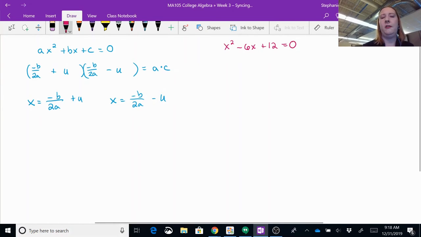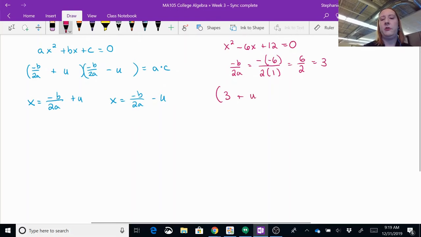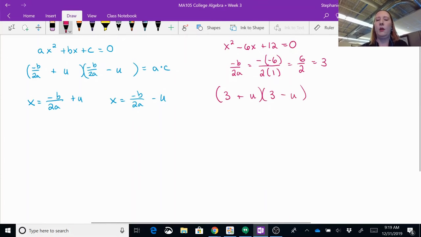We're using the negative b over 2a. Our b is negative 6, so we have a negative, then negative 6, over 2, and a is 1. So we get 6 over 2, so we get 3. So we're going to use 3 plus u and 3 minus u. Now we set it equal to what he calls the product, but that's going to be a times c. A here is 1, so that's 1 times 12, which is just 12. So we set that equal to 12.